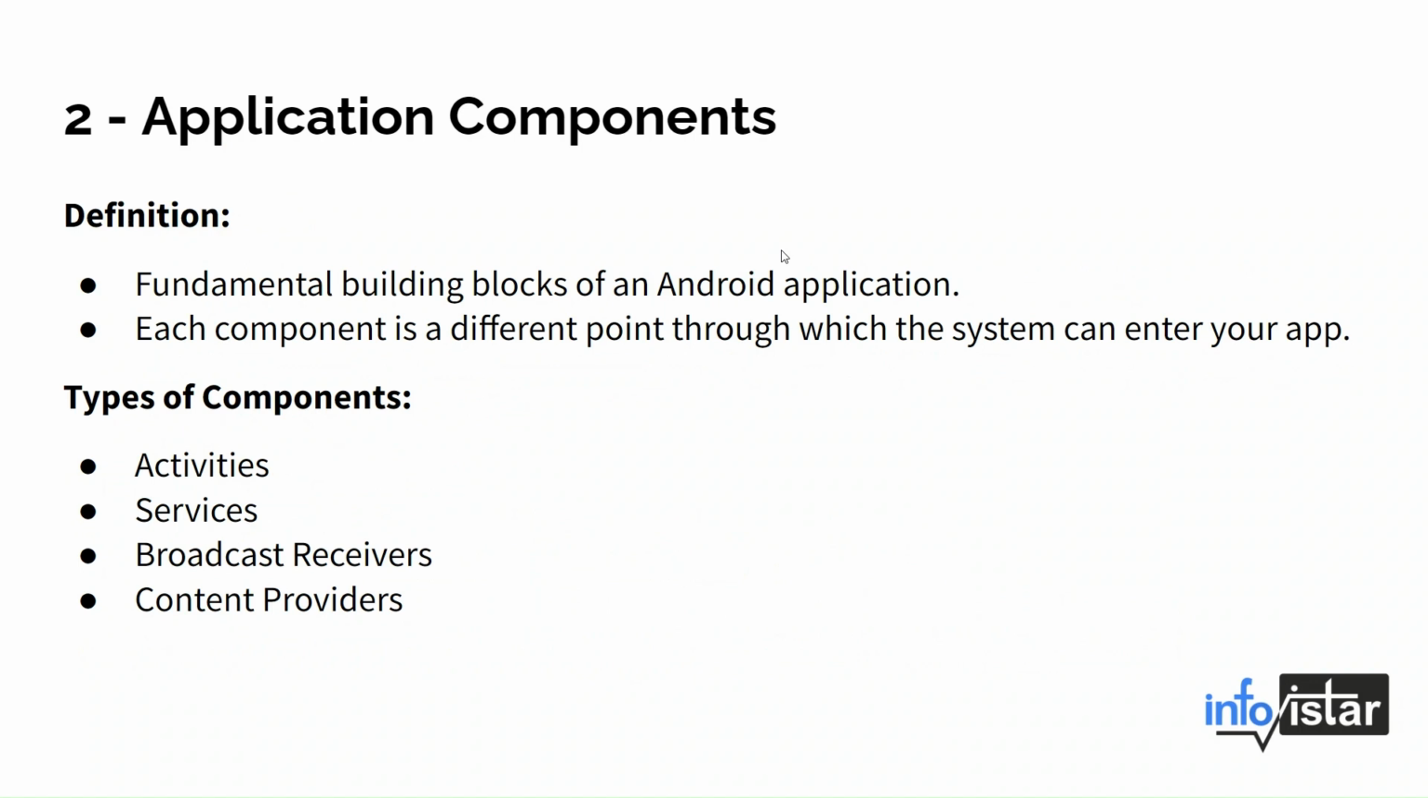Next is application components. Application components are the fundamental building blocks of an Android application, and each block performs different operations in your system. Each component is a different point through which the system can enter your app. So here are the types of components: activities, services, broadcast receivers, and content providers.